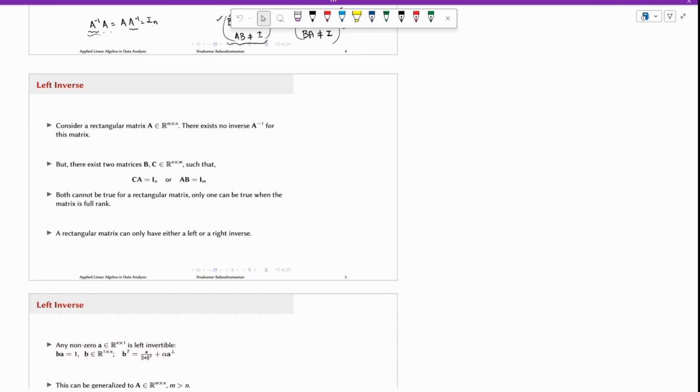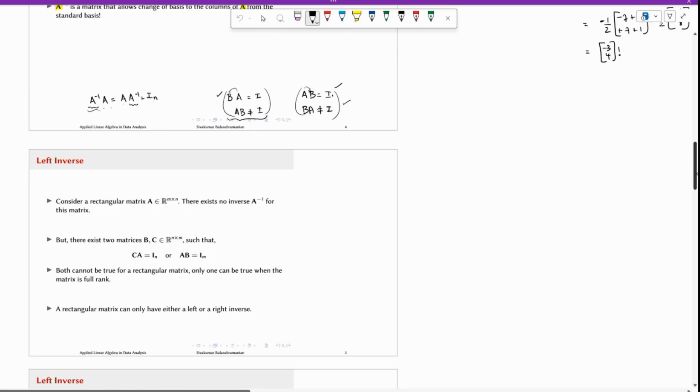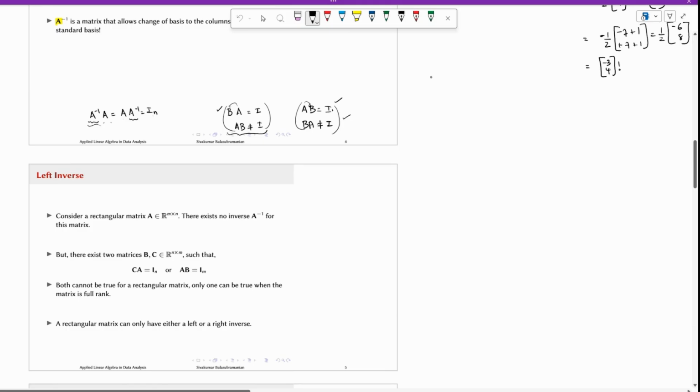All right, let's continue our discussion on matrix inverses. We'll try and finish the module today. So far we've looked at what matrix inverses are. Whenever we have a square non-singular matrix, that means a full rank matrix, then there is an inverse. There is a unique inverse for that matrix, such that if you pre-multiply or post-multiply, you'll always get the identity matrix.